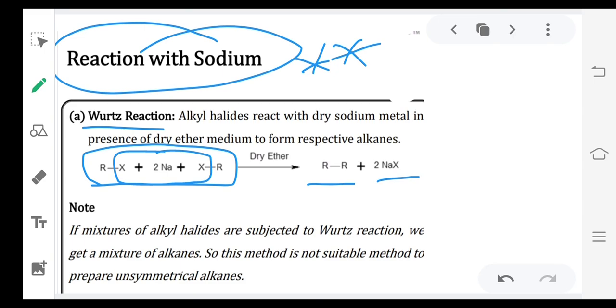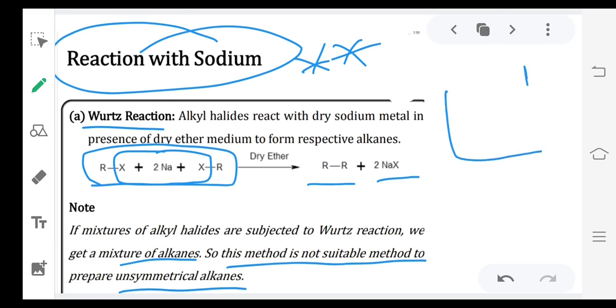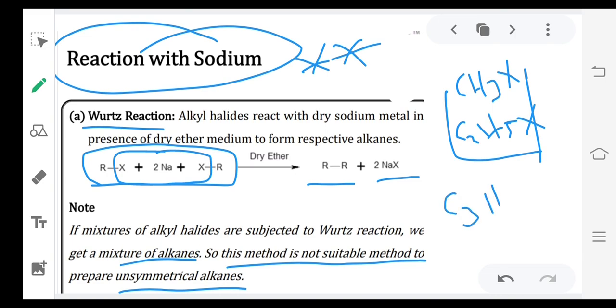So if a mixture of alkyl halides is subjected to the Wurtz reaction, we get a mixture of alkanes. So in this method we cannot prepare unsymmetrical alkanes. Unsymmetrical alkanes means odd number alkanes. Suppose you take CH3X and C2H5X to prepare C3H8.